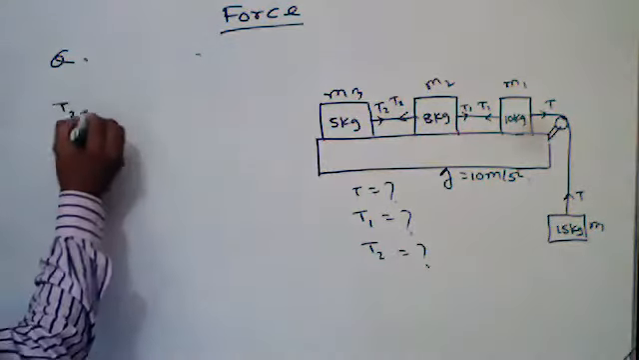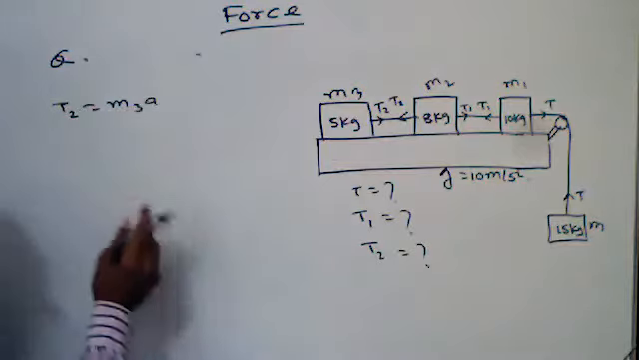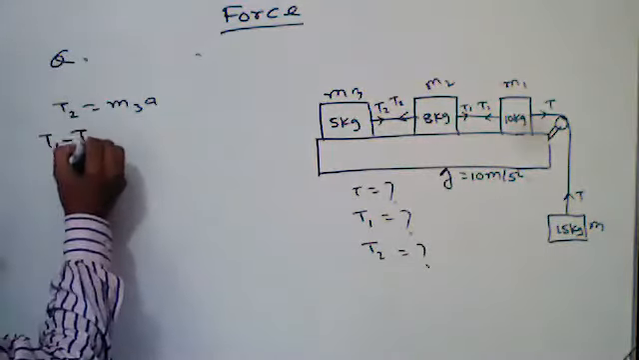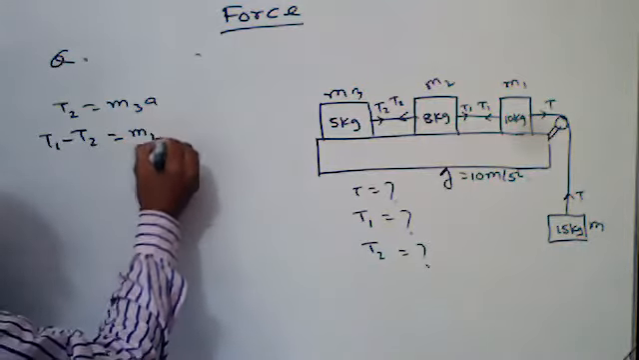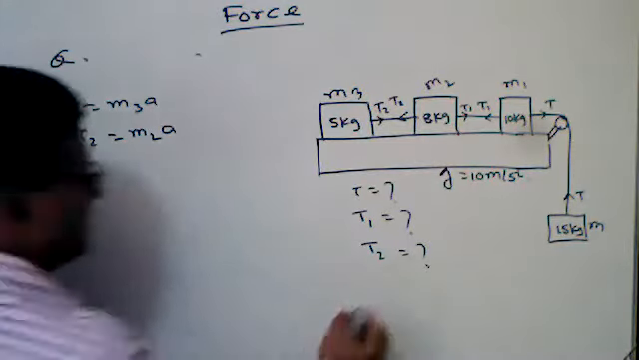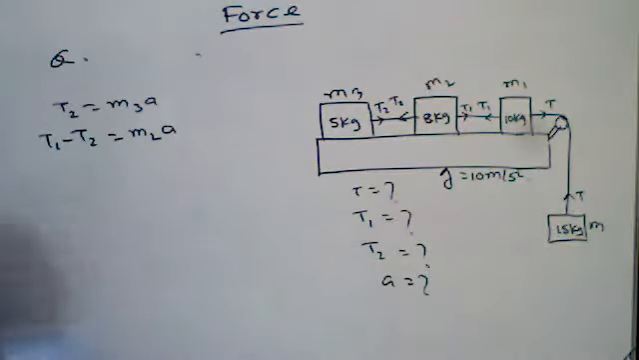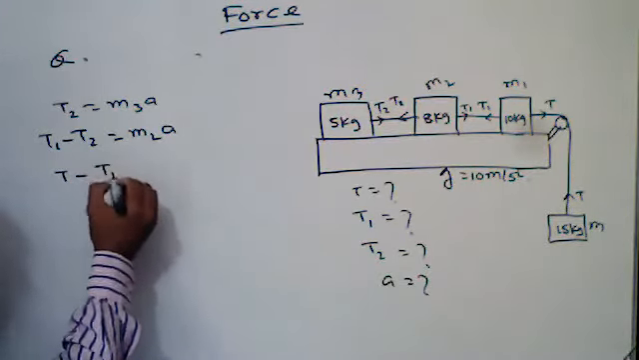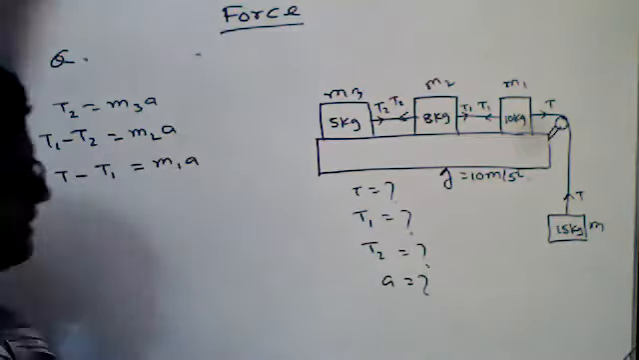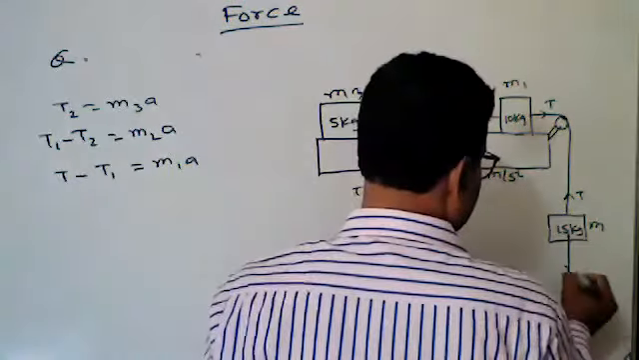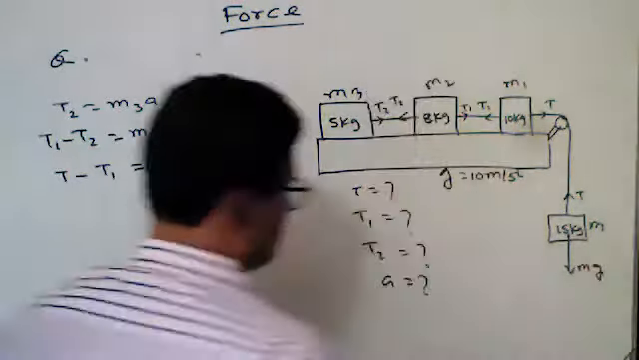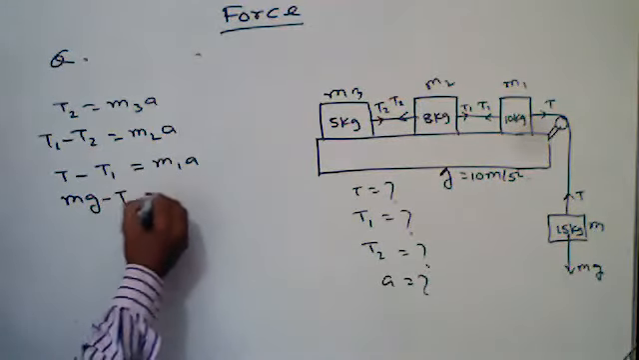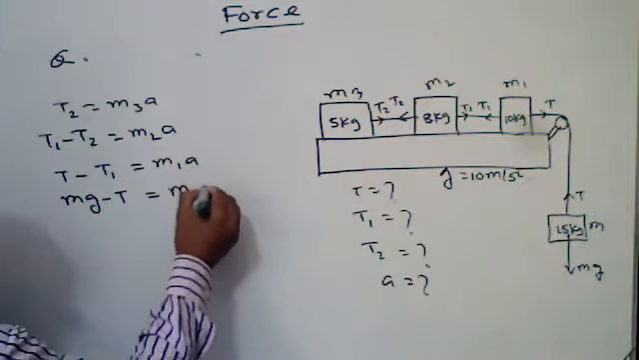In this direction, T2 equals M3A. For this object, T1 is greater than T2, so T1 minus T2 equals M2A. The acceleration is A equals what? And for M1, T is greater than T1, so T minus T1 equals M1A. In this, there is mg, and mg is greater than T. So mg minus T equals ma.